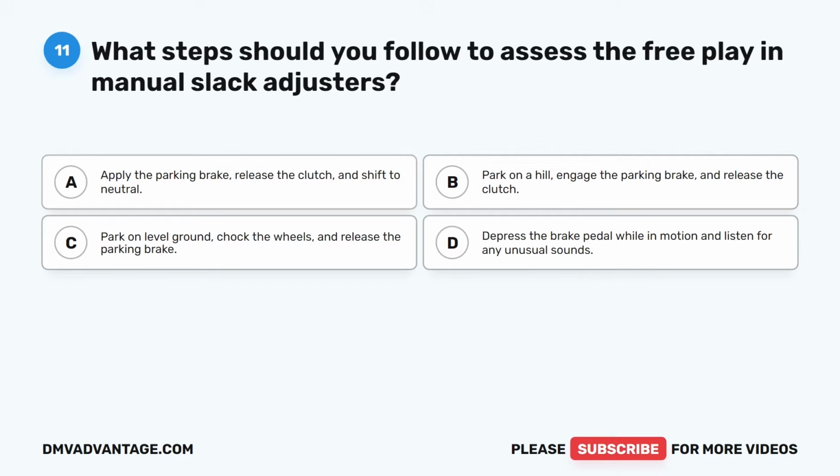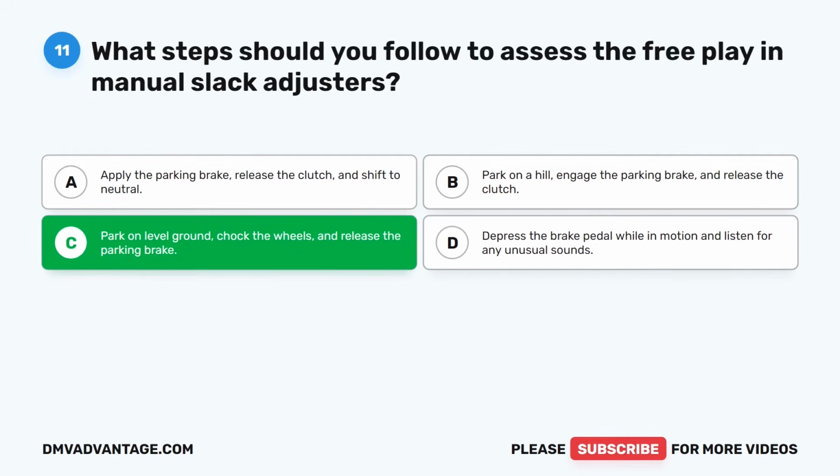Question 11. What steps should you follow to assess the free play in manual slack adjusters? A. Apply the parking brake, release the clutch, and shift to neutral. B. Park on a hill, engage the parking brake, and release the clutch. C. Park on level ground, chock the wheels, and release the parking brake. D. Depress the brake pedal while in motion and listen for any unusual sounds. The correct answer is C.